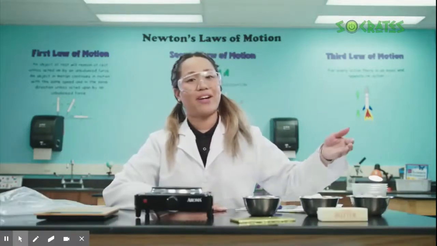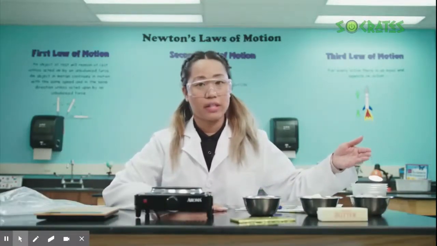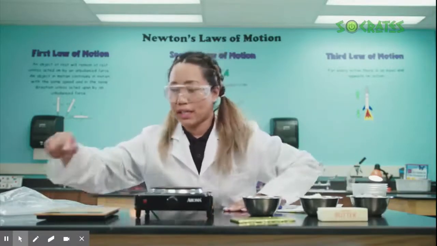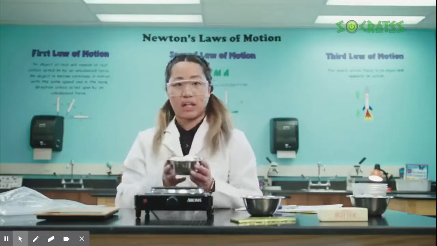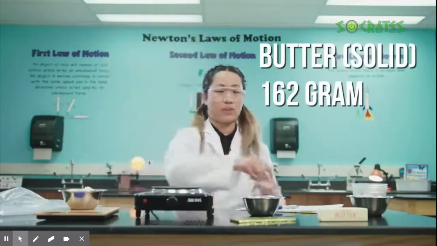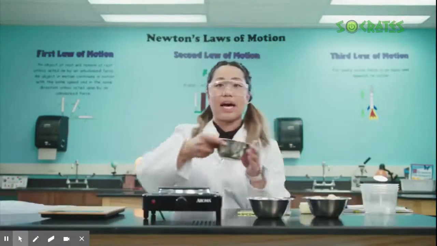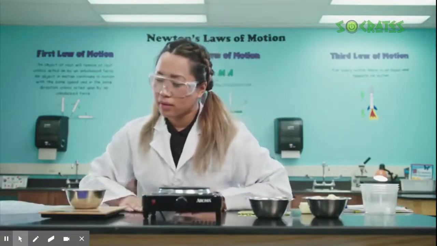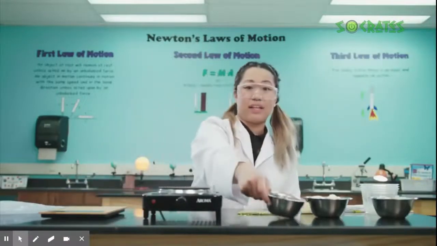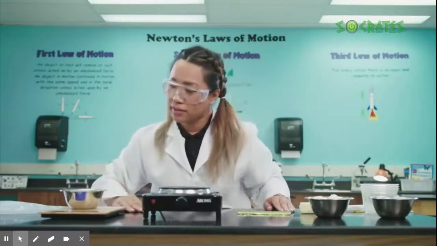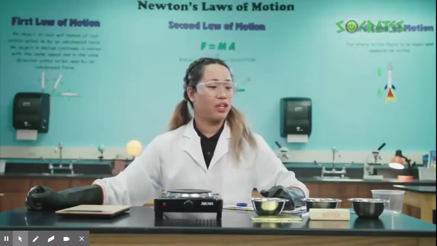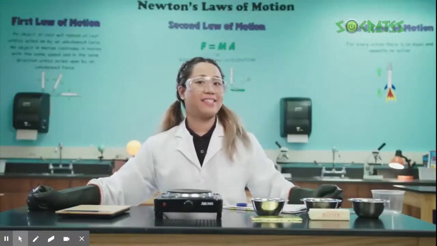Each of these items are currently a solid. To start the experiment, we will measure each item in their solid form. We can now see that the butter, as a solid, weighs 162 grams. The ice weighs 173 grams. And finally, the chocolate weighs 113 grams. Now we're going to check the weight of all 3 substances as liquids.